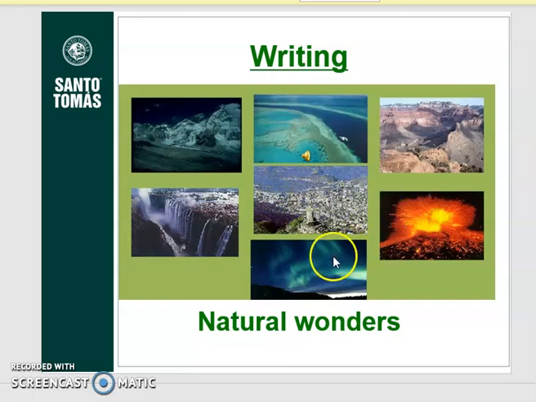Let's try with another one. Okay, the waterfalls. I don't know which waterfalls are those, but they look quite majestic, beautiful, and awe-inspiring. Awe-inspiring means que les inspira, los deja boquiabierto. All right. Then we have the Great Coral Reef, the mountains, a canyon, a big city, Rio de Janeiro, and the Northern Lights. All right.